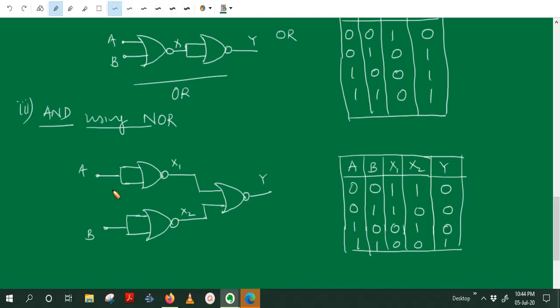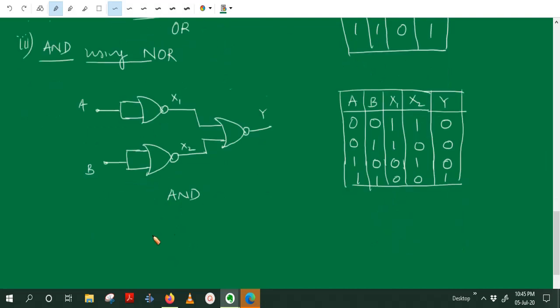So the AND gate is constructed like this. First we have to take a NOR gate as a NOT gate, two NOT gates, and the outputs of these two NOT gates are connected to the inputs of a NOR gate. So this is an AND gate. This is why a NOR gate is called a universal gate.